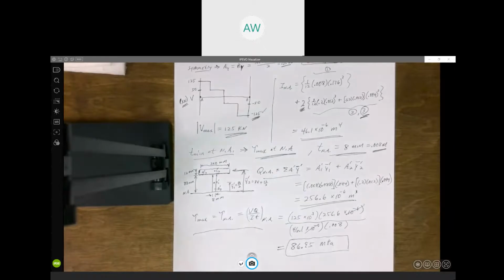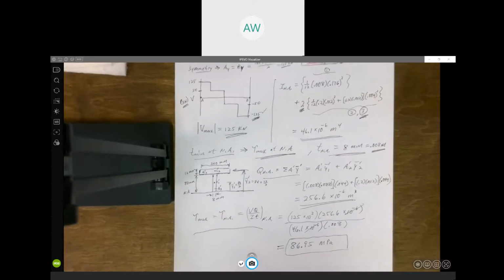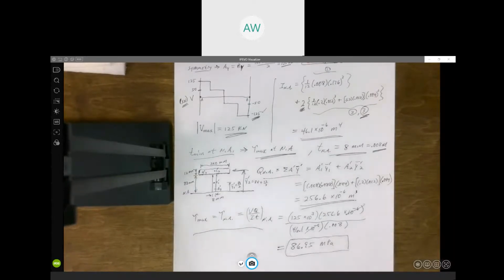Not necessarily. The question is, will it always be at the point of minimum thickness? If the minimum thickness is at the neutral axis, yes. If the minimum thickness is not at the neutral axis, not necessarily. You would have to actually calculate the ratio Q over T at the neutral axis, calculate Q over T where your minimum thickness is, and whichever one of those is larger is going to give you your maximum shear stress.